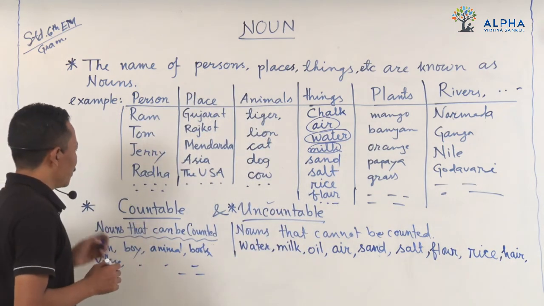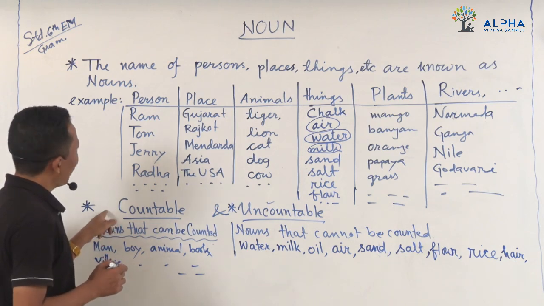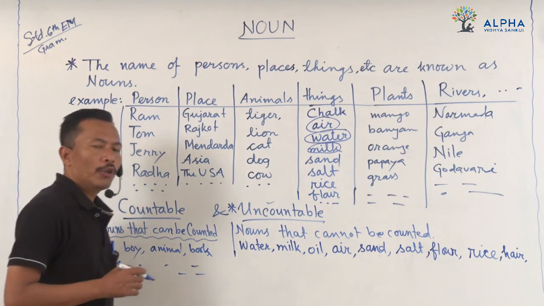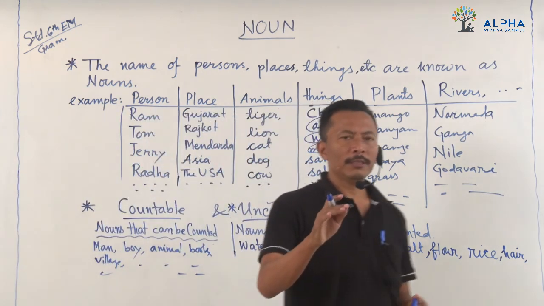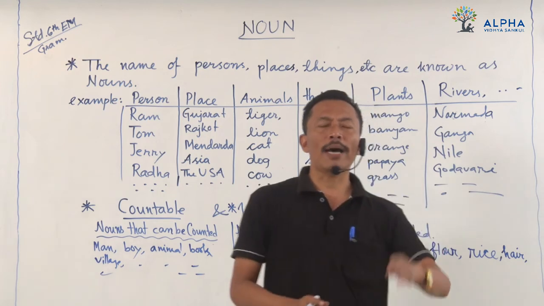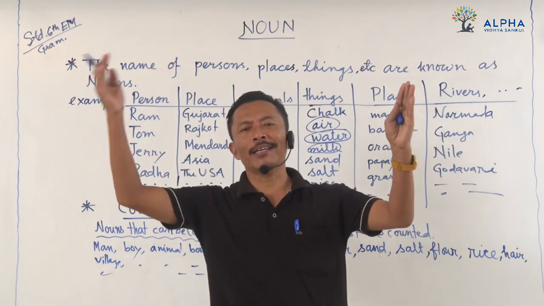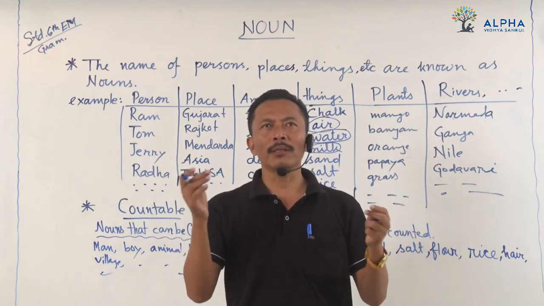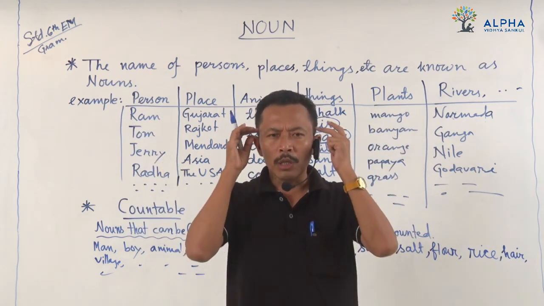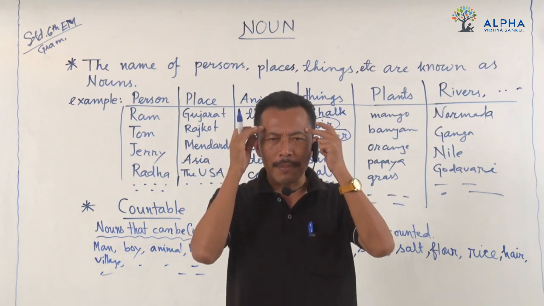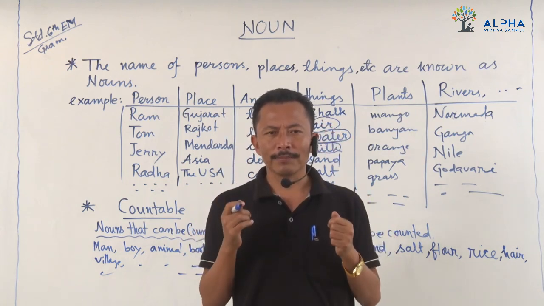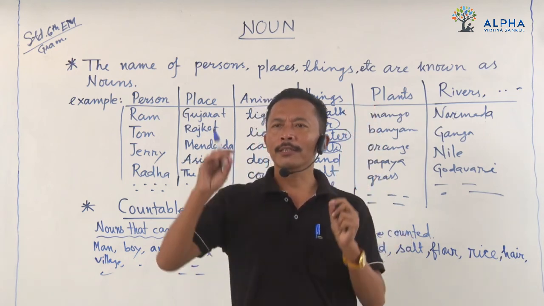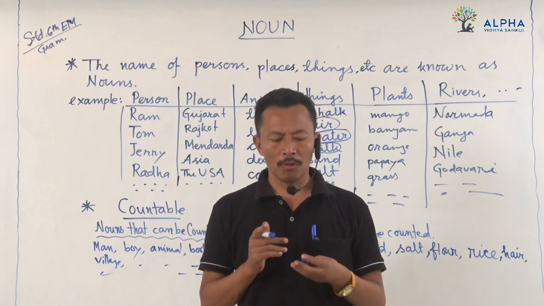So this is the way, students. Nouns can be divided in the first way into countable and uncountable nouns. Do you get my point, students? There are two types of nouns. One is countable, another is uncountable. But whether it is countable or uncountable, if you use your common sense, your mind, your brain, your thinking, then you can easily understand, oh, this is countable, this is uncountable. Okay.